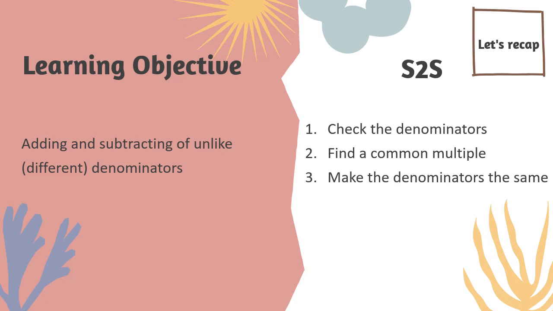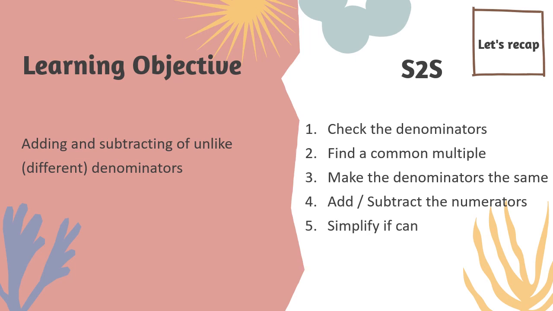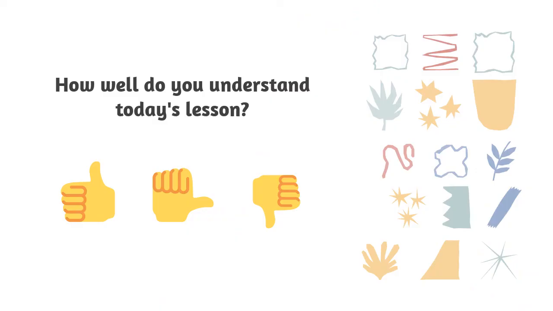Step 3, we need to make the denominators the same. Usually, you need to change one fraction or you need to change both of the fractions, as long as the denominators are the same. Step 4, look back at the question. Is it asking you to add or is it asking you to subtract the numerators? Step 5, simplify if you can. This is when you have even and even numerators and denominators, or multiples of 5 as the numerators and as the denominators.